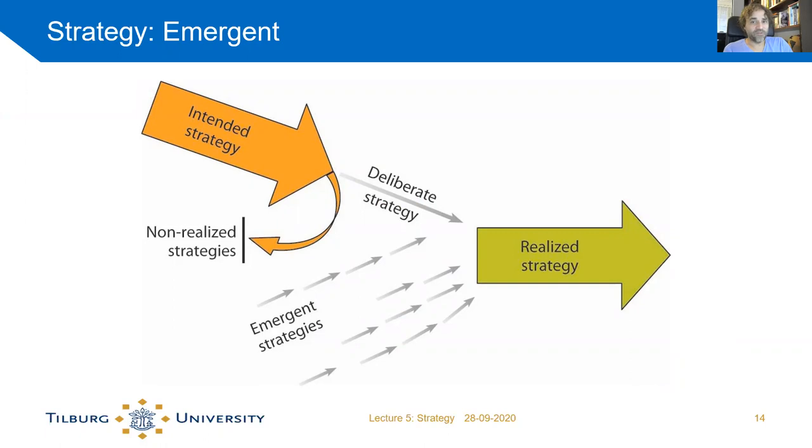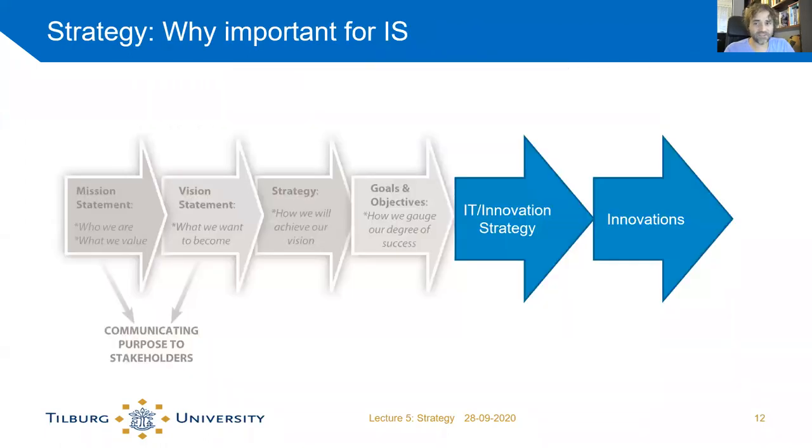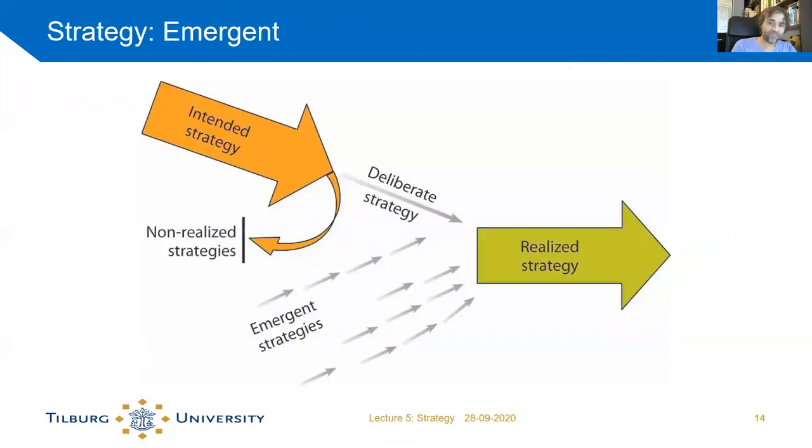Finally, it's important to realize that this is an ideal situation. So you have your mission and vision, you think about what your strategy will be in the coming years. Based on that, you set goals and objectives. You define certain projects you will be working on, certain innovations that may be relevant for you, and those you try to bring to market with an associated business model. But it doesn't always work that way. Oftentimes, you see that it's far more chaotic.